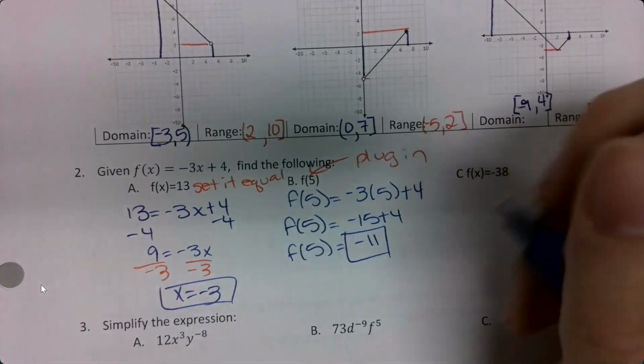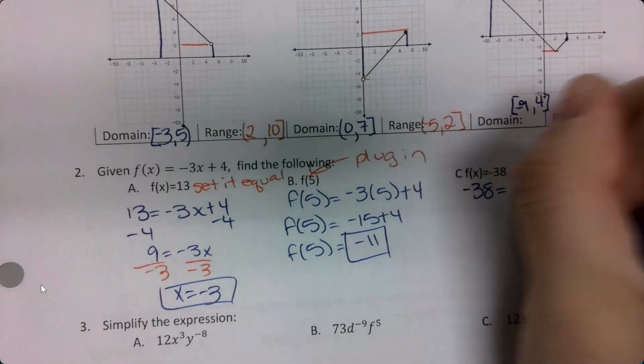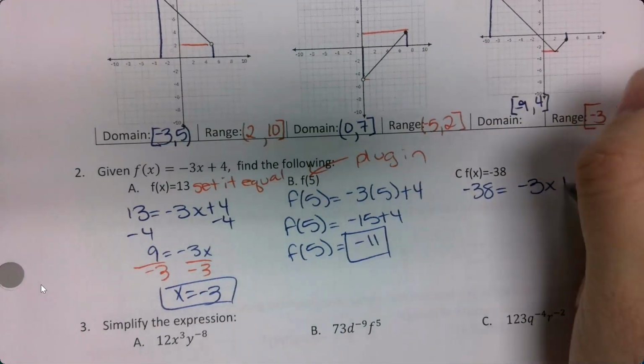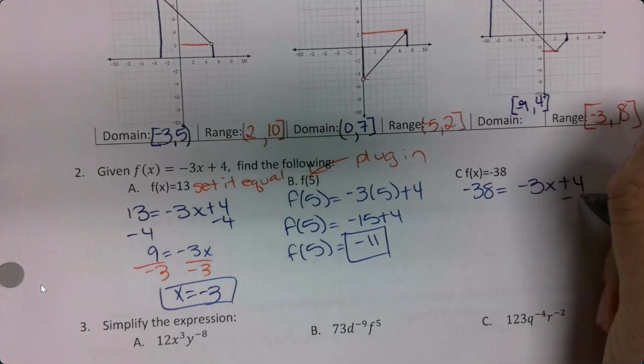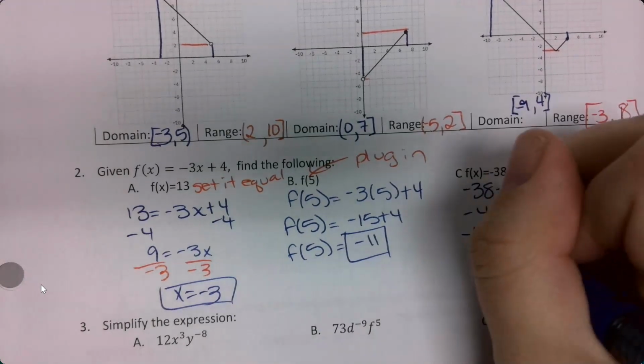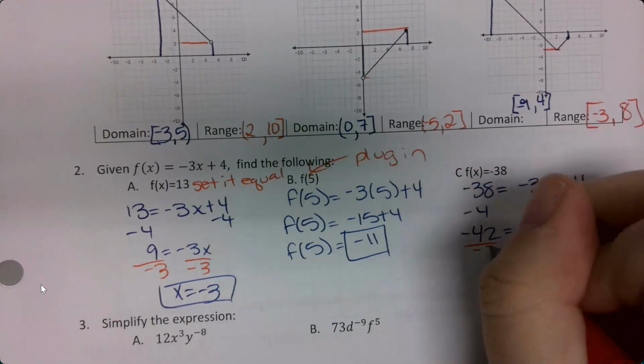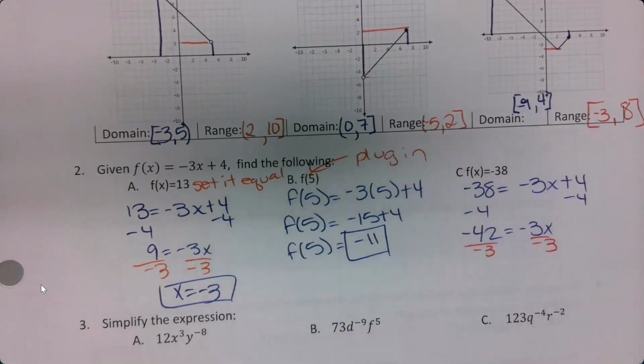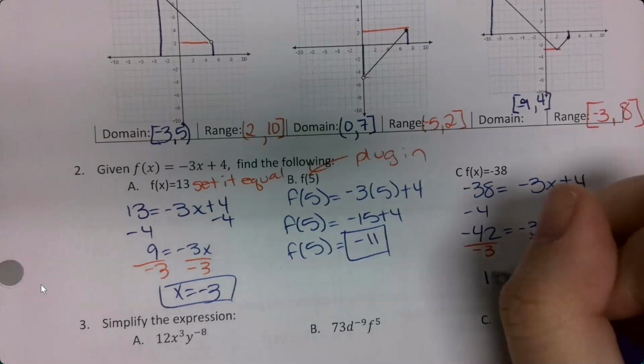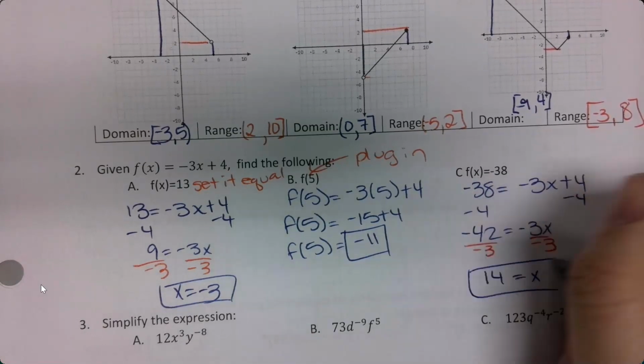C is another equals one, so I want to set it equal. I have -38 equals -3x plus 4. Then I want to subtract 4 on both sides. I get -42 equals -3x. And I can divide both sides by -3. This is going to give me 14 for my final answer.